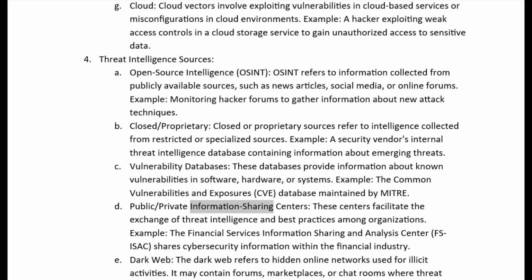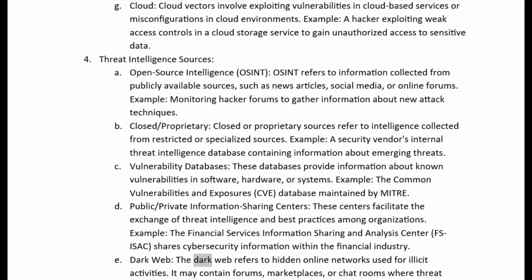Public/private information sharing centers. These centers facilitate the exchange of threat intelligence and best practices among organizations. Example: the Financial Services Information Sharing and Analysis Center, FS-ISAC, shares cybersecurity information within the financial industry.